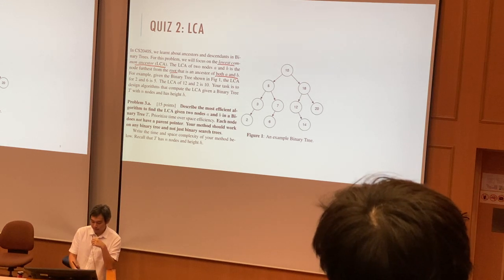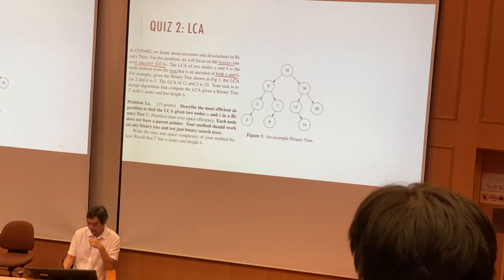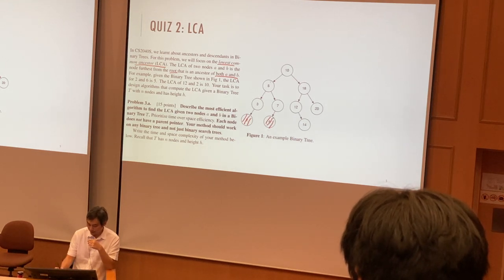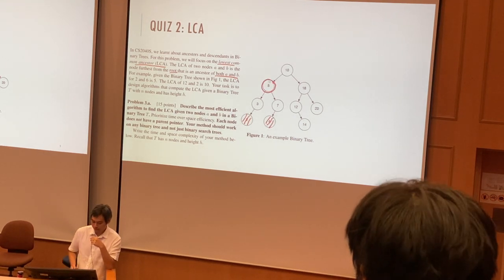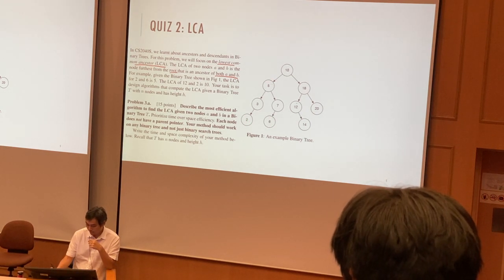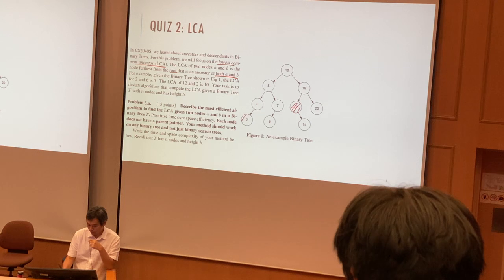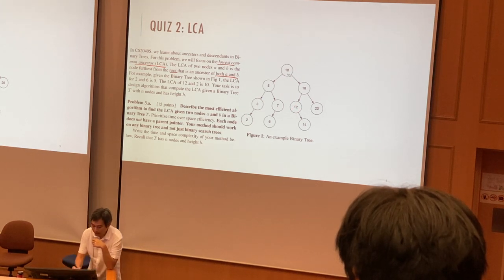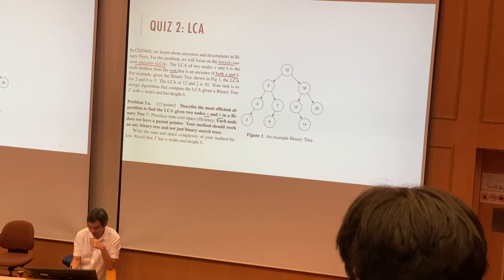So let's give some examples. In this case, let's say you look at 2 and 6. The lowest common ancestor is 5. The LCA for 12 and 2 is 10. Alright. So now we're going to find the LCA given two nodes, A and B, in a binary tree T.